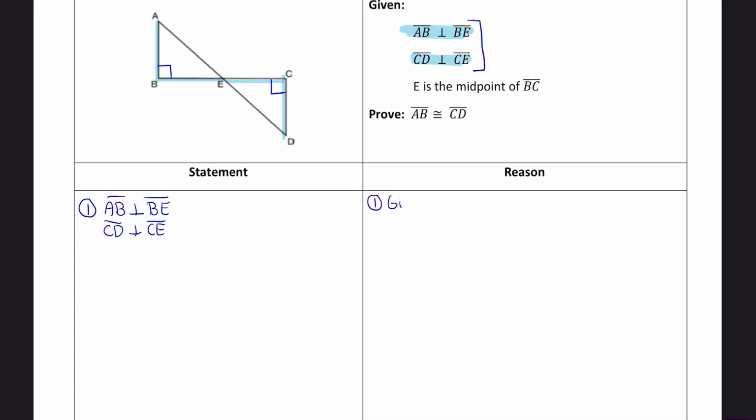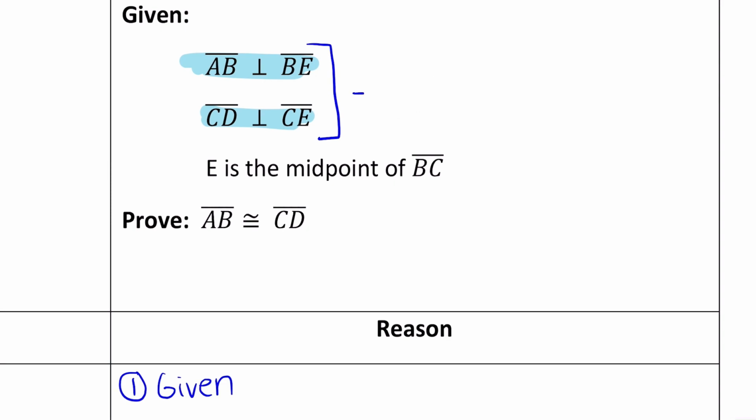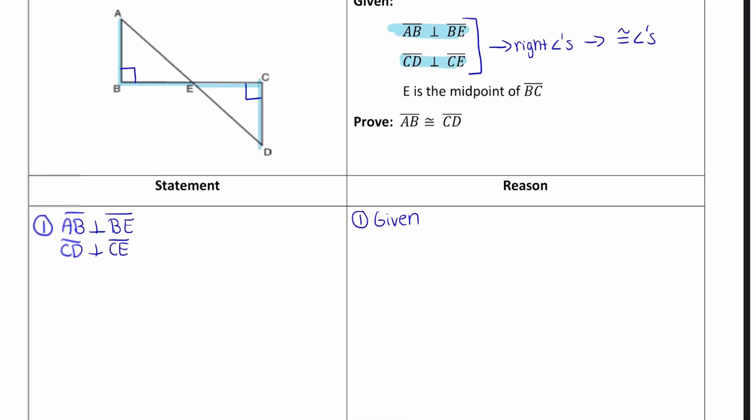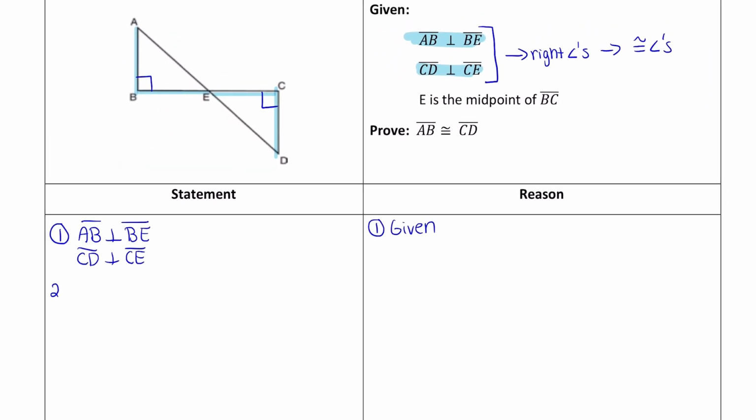Those are given. And if you look at your special steps and proofs, or if you just think about this, what do perpendicular lines give you? So let me just write it up here. Perpendicular lines give you right angles, and right angles give you congruent angles. Okay, very important. There's 2 steps that have to come out of this. So that means that statement number 2 is going to be that angle ABE and angle DCE are right angles.